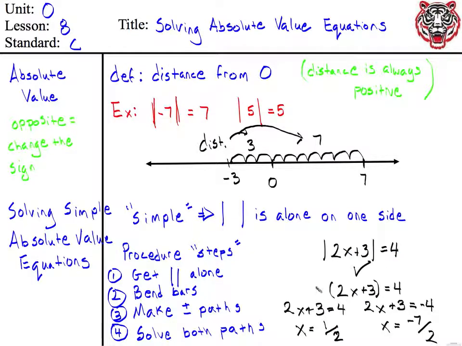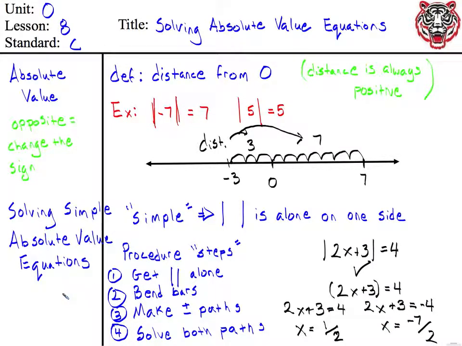If I did that, 1/2 times 2 is what? People that are done. 1/2 times 2 is 1. 1 plus 3 is 4. Absolute value 4 is? 4. Yeah, so that one worked. And -7/2 should hopefully also work. Oh, rat.